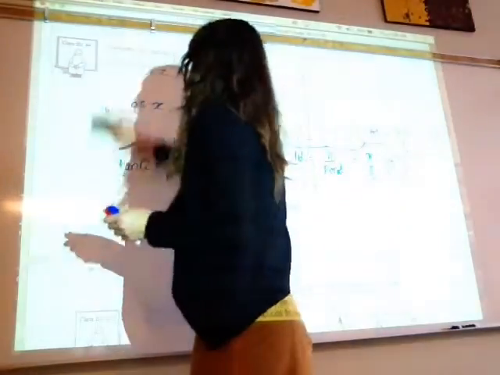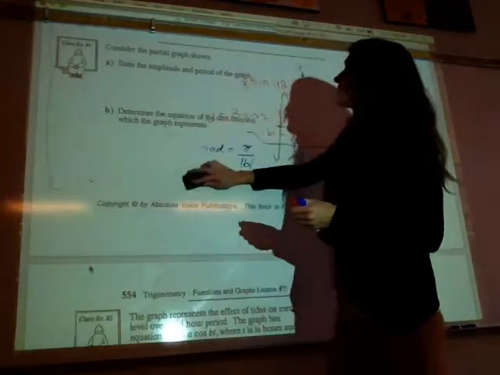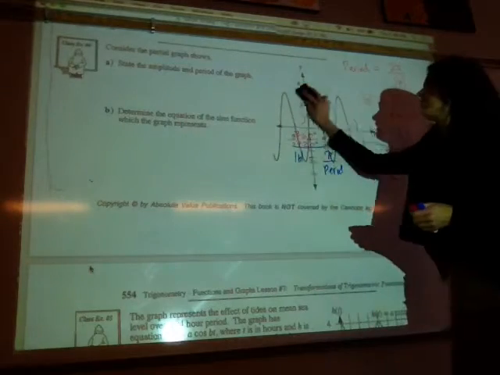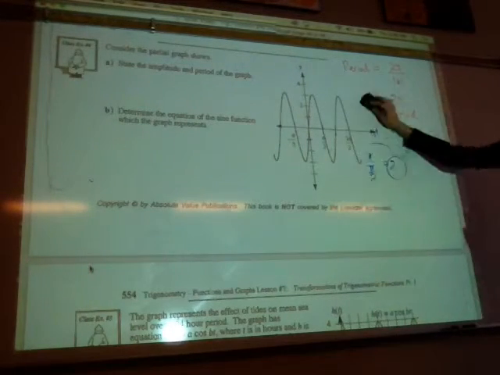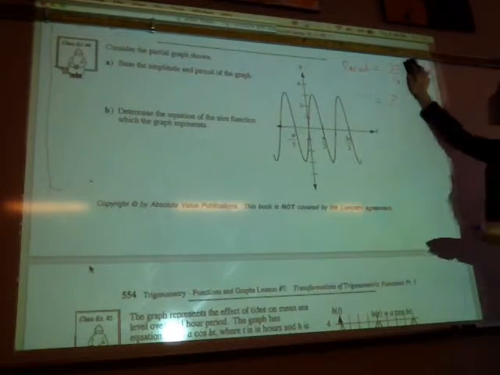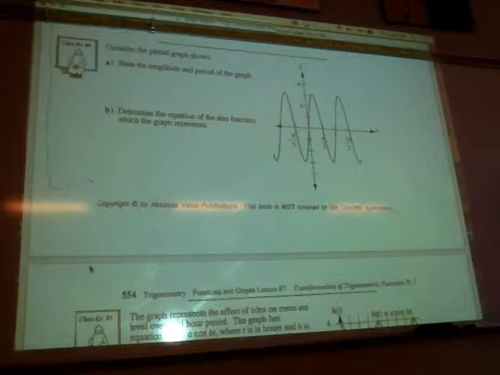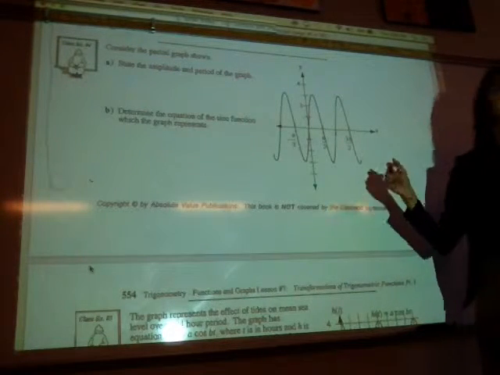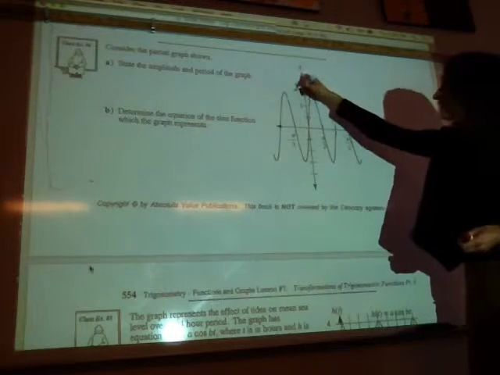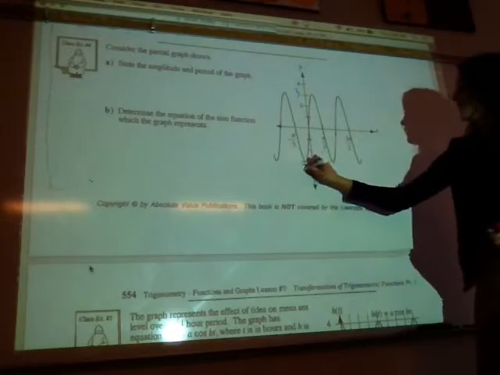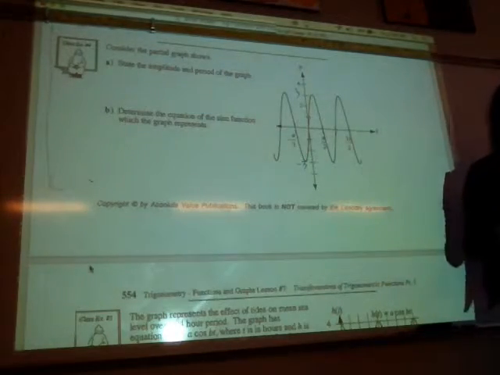So this time we're given a graph, and we have to figure out what the amp and the period are from that graph. And then from there we're going to determine the equation. Let's talk through it first. What's your maximum? 3. It's up at 3, and your minimum's at -3. So your amplitude would be? 3. Good.